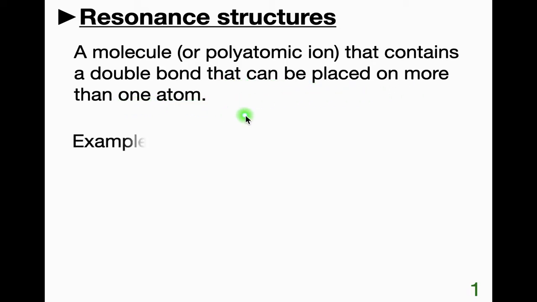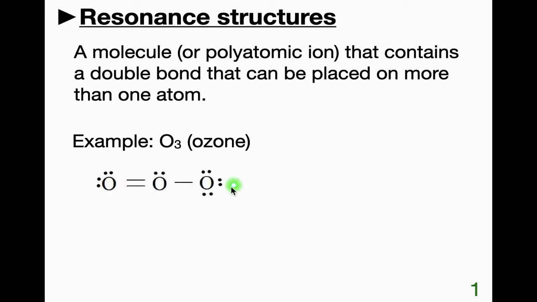one atom. So you've seen this before. For example, ozone. Ozone has two oxygens that are double bonded, but that double bond is not locked in place. You don't have a double bond between these two oxygens and a single bond here. That double bond is distributed evenly between all the oxygens.